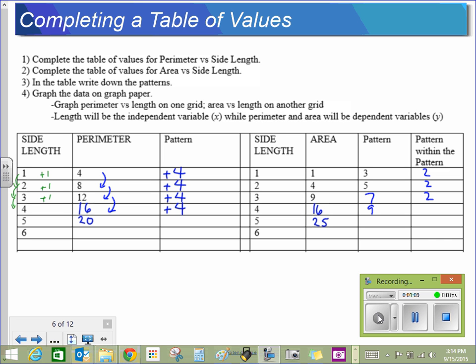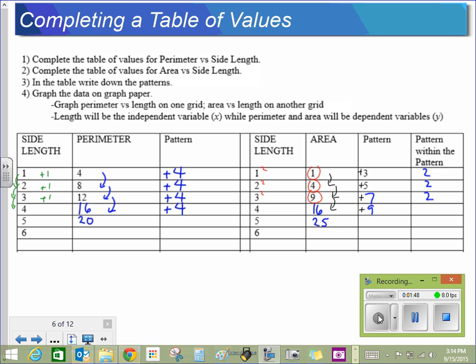On the other side of the fence, when you were looking at area and side length, you were taking the squares of each of the sides. So in terms of squaring 1, you ended up with an area of 1, and squaring 2, an area of 4, and so on and so forth. The pattern within the areas, you can see them increasing. From 1 to 4, we see a positive 3 being added. 4 to 9, we're adding 5, and so on.